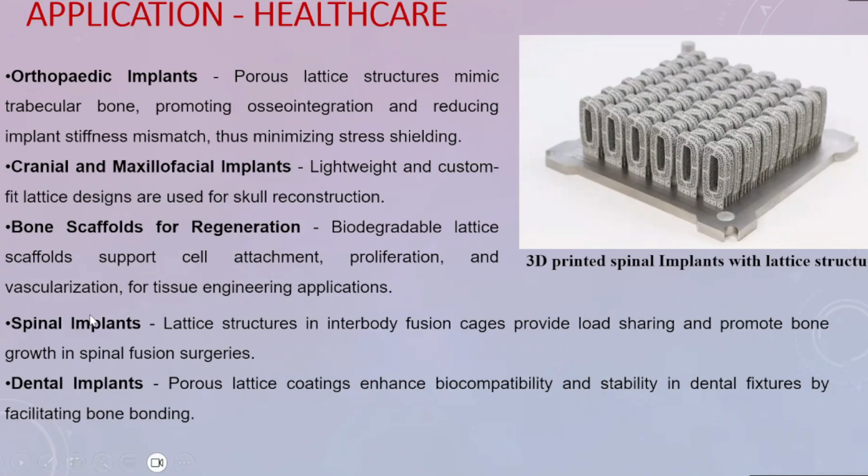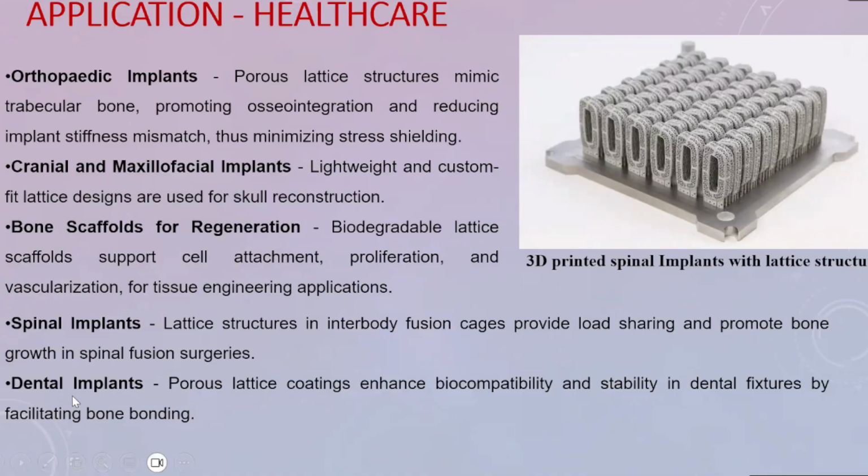Apart from that, we can also have spinal implants for our backbone. In the center of the backbone we have the vertebrae. Over a period of time, people go for surgery for replacement by placing an implant there. So if we can print the implants with materials like titanium or stainless steel, we can use those as a replacement for the bones present there.